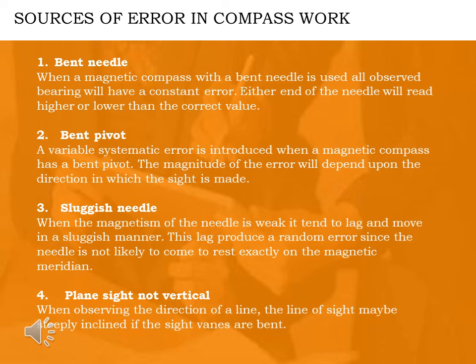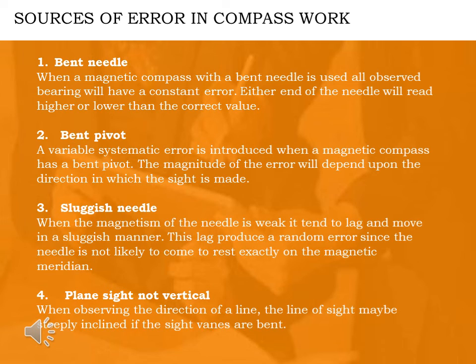Sources of error in compass work. First is bent needle. When a magnetic compass with a bent needle is used, all observed bearings will have a constant error. Either end of the needle will read higher or lower than the correct value. Second is bent pivot. A variable systematic error is introduced when a magnetic compass has a bent pivot. The magnitude of the error will depend upon the direction in which the sight is made.